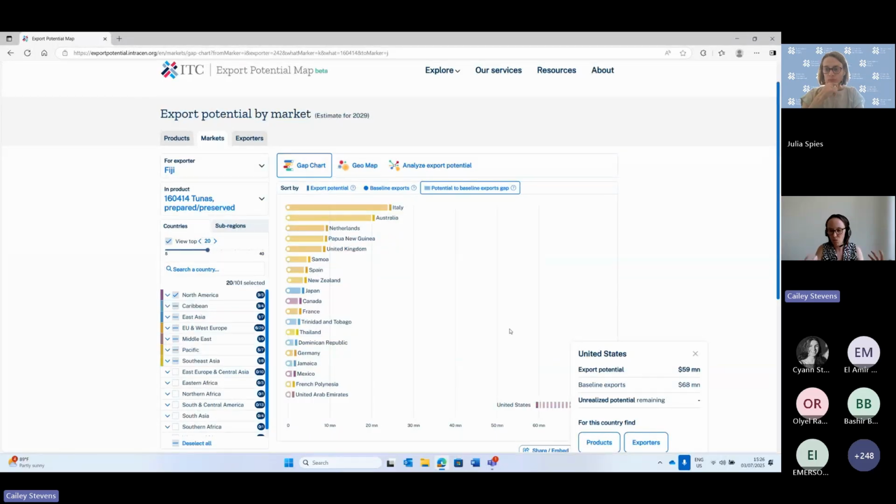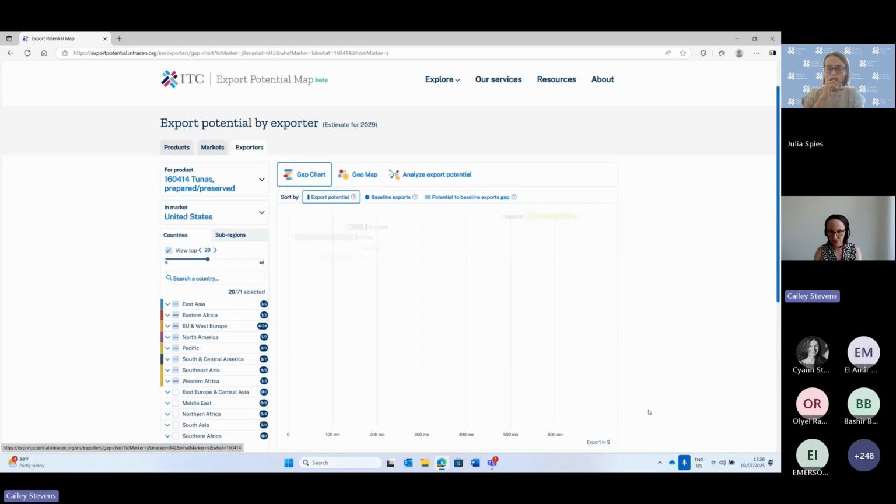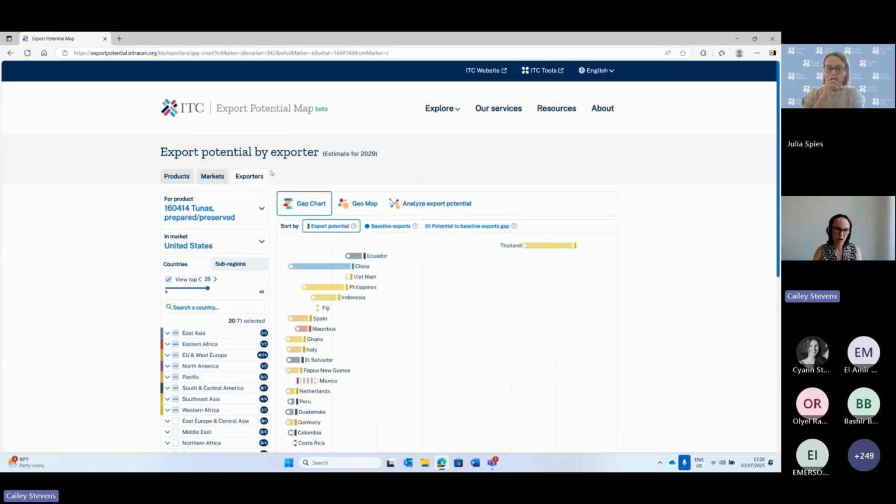So that might be one reason that Fiji doesn't have unrealized potential in the US by 2029. And we can actually see that by selecting for this country, find exporters. Now we are on the exporters view. So we are seeing the top exporters of tuna with potential to the US.